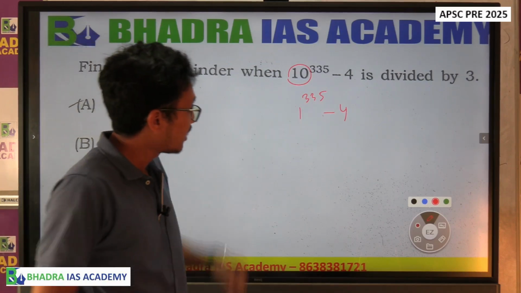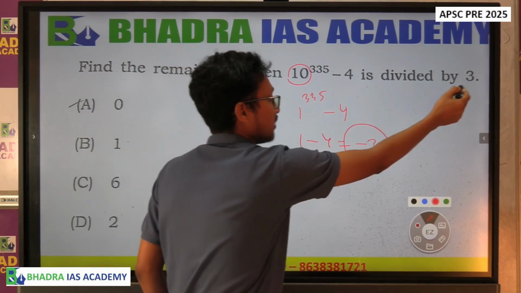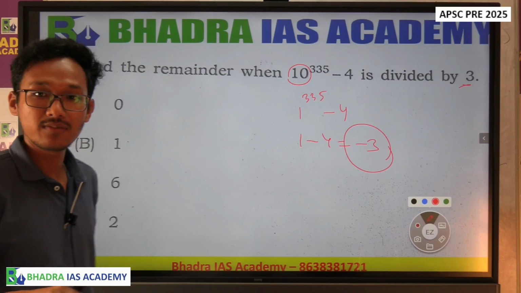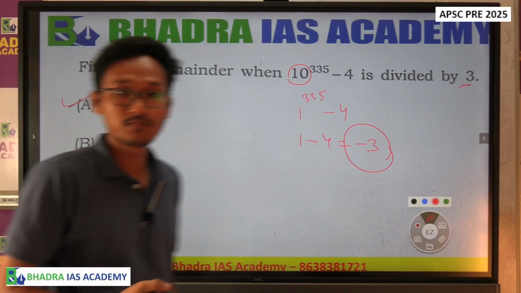Now 1 or power j na thaku 1 e thakibo, so 1 minus 4 is minus 3. So now minus 3 jodi ami 3 re divide koru, so minus 1 times abo remainder 0 thakibo, so answer option is correct option is A, 0.